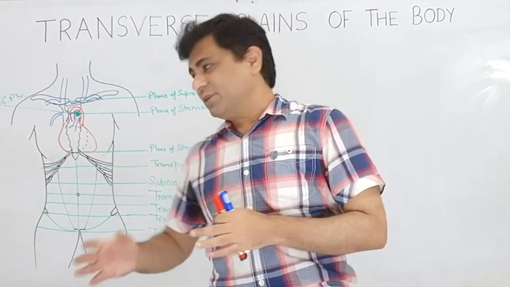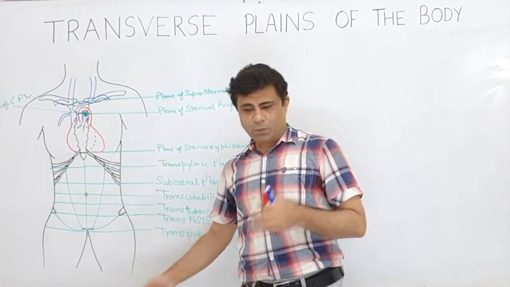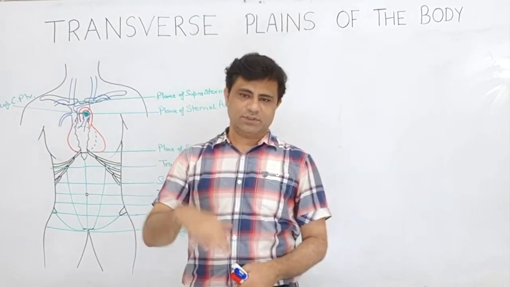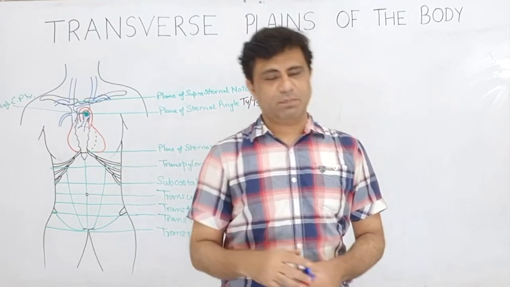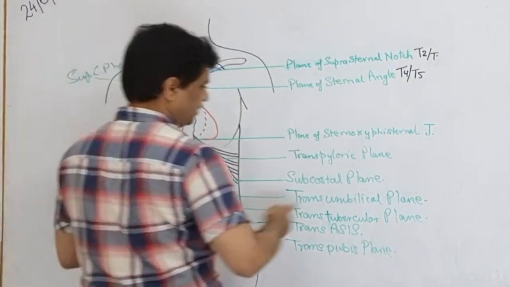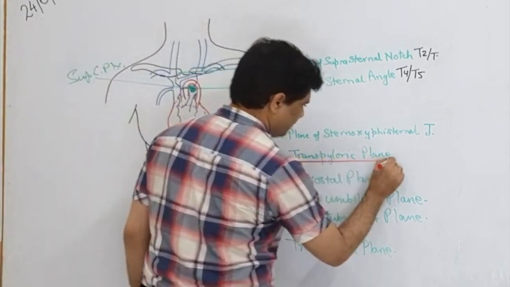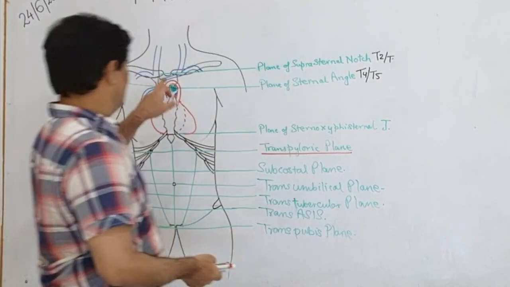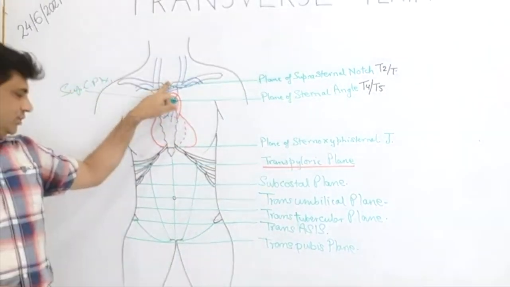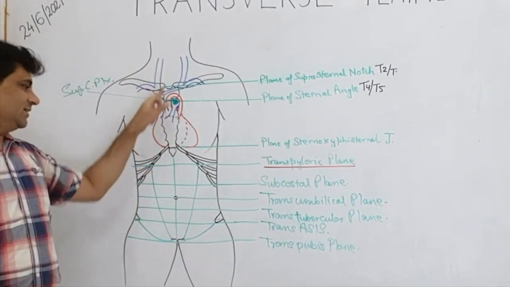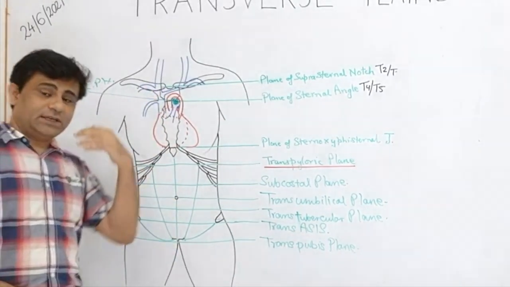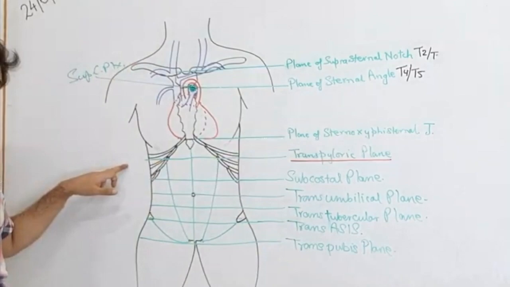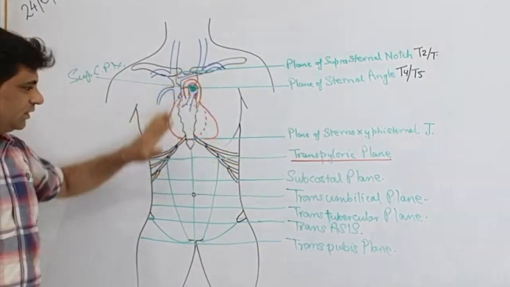Now can you guess, among the different planes drawn here, what is that plane which divides the trunk into two halves, upper and lower half? What is that plane? This plane has a lot of significance. Remember, the transpyloric plane divides the trunk into two halves. From the suprasternal notch up to the pubic symphysis is the vertical extent of the trunk anteriorly. And this plane here, the transpyloric plane, divides the trunk into an upper half and a lower half.